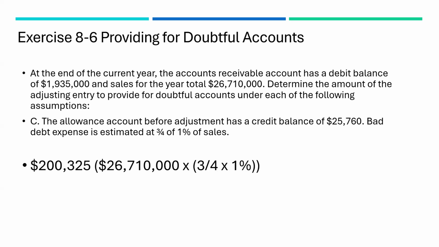Assuming that the bad debt expense is estimated as 0.75% of sales, we just simply multiply our sales amount by 0.75%, and we get 200,000. And that would be a simple debit to bad debt expense for 200,000, and then credit the allowance for doubtful accounts for 200,000.